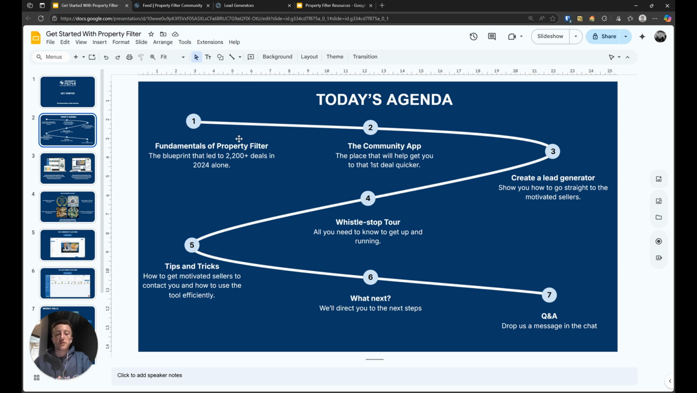And then I'll go into the community, and I've got three very important parts of the community that I want to make sure that you're aware of. And then I'll go into the Property Filter deal finding platform. I'll show you how to create a search of your own. And then I'll show you around some of the main features that you need to be aware of. Then I've got some tips and tricks to finish off, and I'll direct you to some videos that you can go to which will ultimately help you get to that next deal a lot quicker. And then if we do have any questions, you can pop them in the chat.